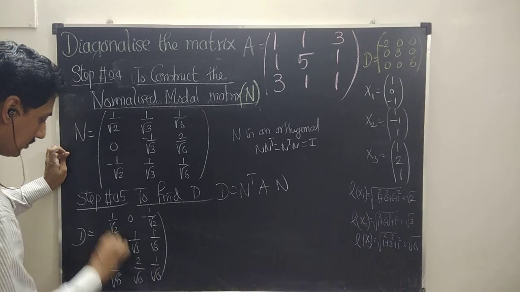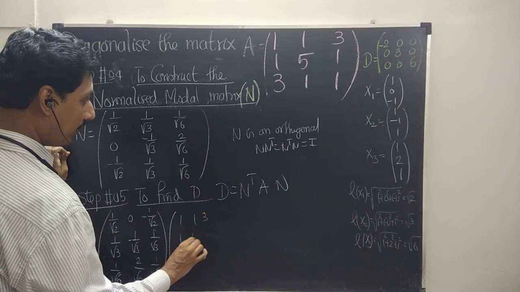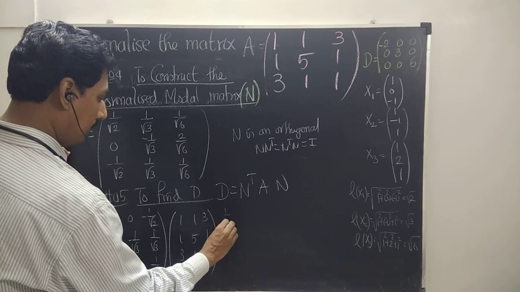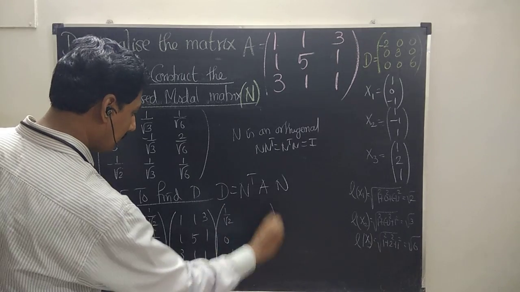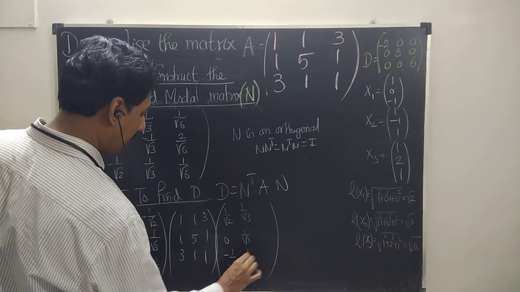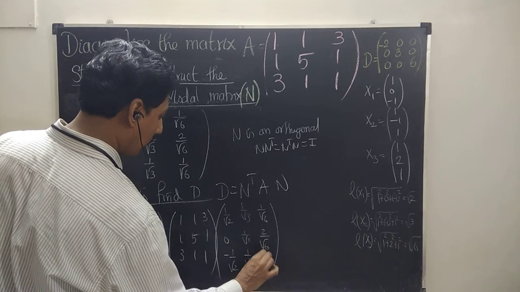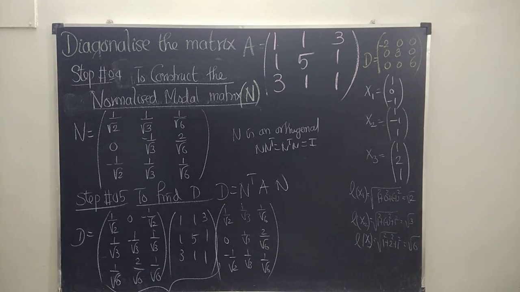So this is the N transpose. Here is the given matrix A: 1, 1, 3, 1, 5, 1, 3, 1, 1. And N as it is: 1 by root 2, 0, minus 1 by root 2, and 1 by root 3, 1 by root 3, 1 by root 3, 1 by root 6, 2 by root 6, 1 by root 6. Let us multiply these, what will we get?